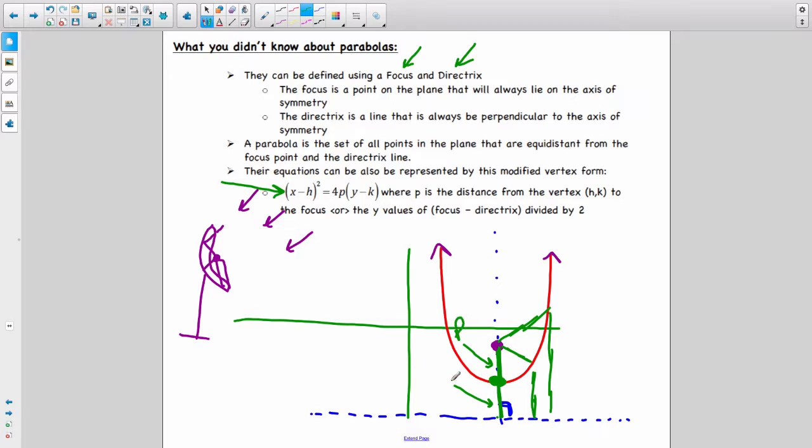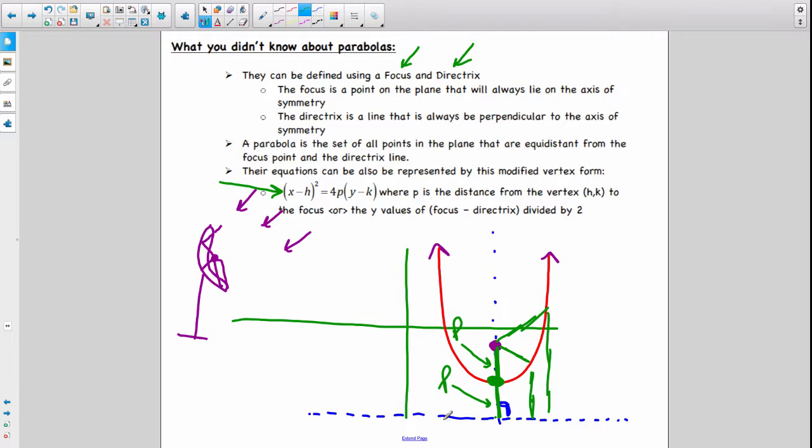So that's p. When we do a bunch of problems like this, sometimes you won't have a vertex, you'll only have a focus. And you might have just a focus and a directrix. So you try to figure out, well, what's p? You'll know it's half the distance from this directrix line up to the focus. You'll get very used to these ideas, and they'll become simple to you, I promise.